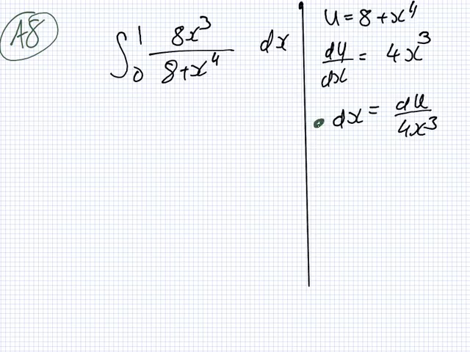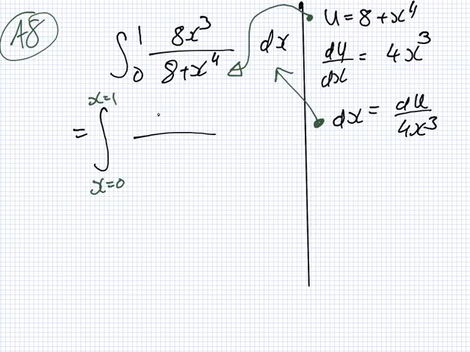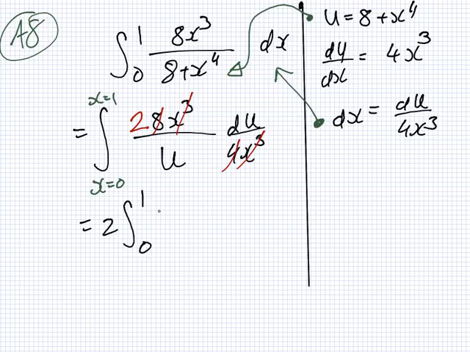I'll take this, and put it back in. Now, it's worth remembering that this 0 and 1 is only for x, so I'll just write x in. On the top, I have 8x cubed. On the bottom, I have u, and here I have du over 4x cubed. Cancel to 2. So this would be 2, 0 to 1, 1 over u du, which is 2 log u, 0 to 1.